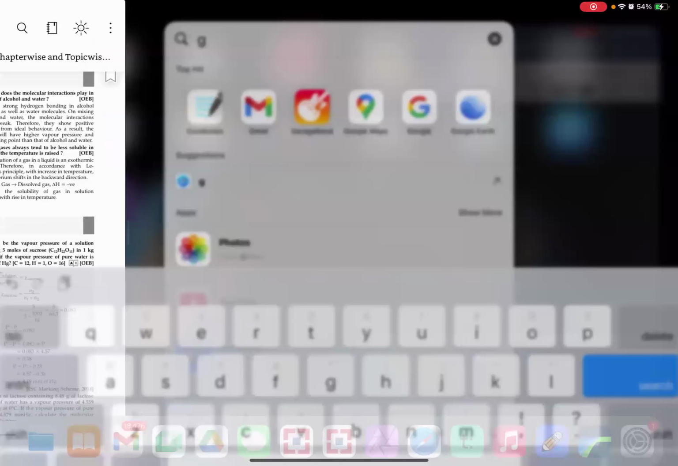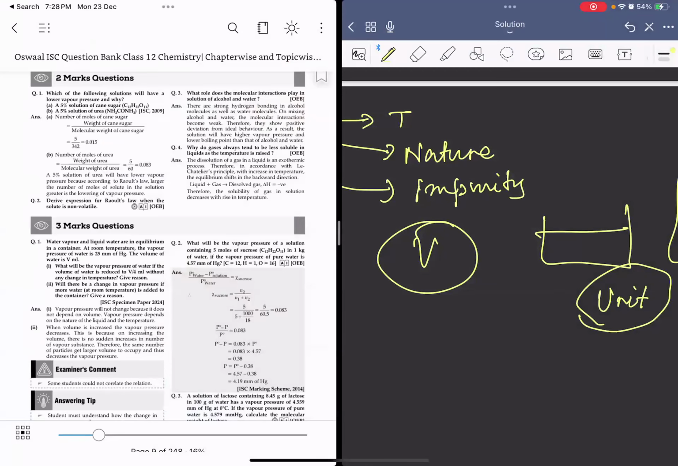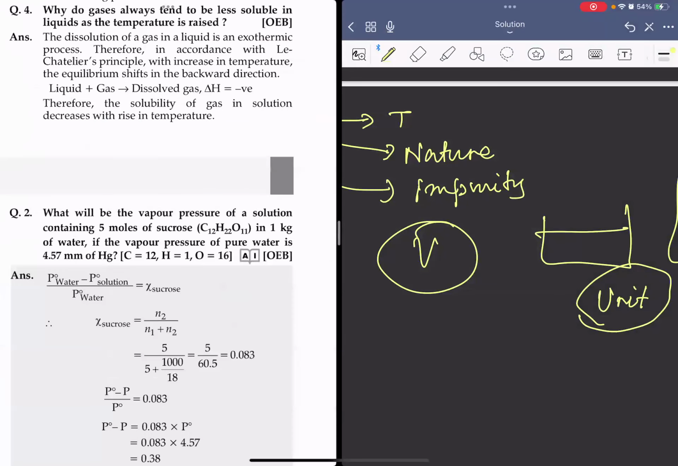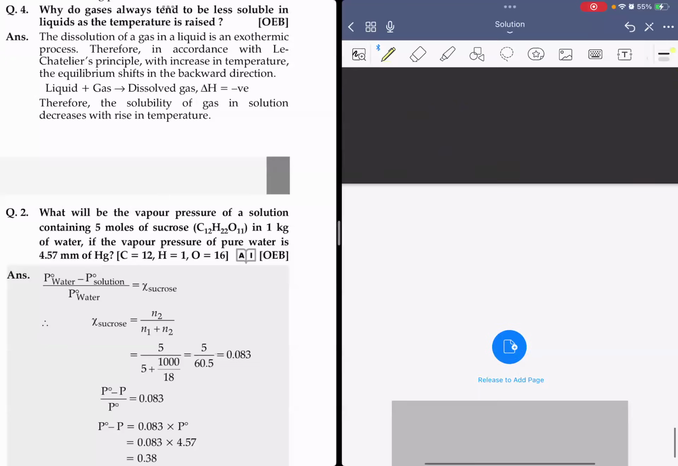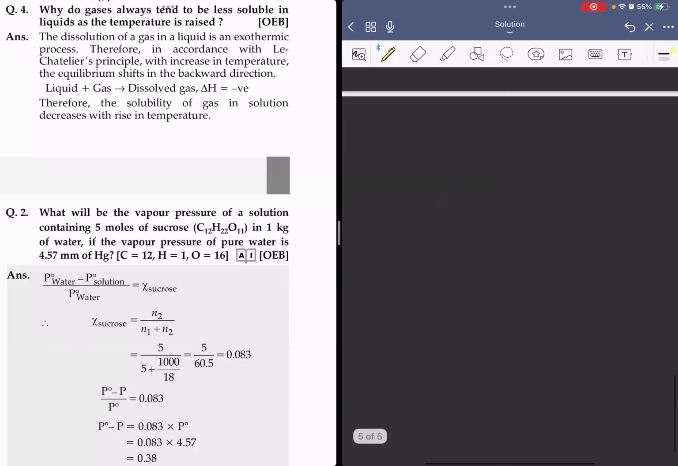So what do you have here? What will be the vapor pressure of a solution. Remember, whenever we calculate vapor pressure of a solution, we've got a law. That's Raoult's law on vapor pressure of a solution. First of all, you should know that this solution is an ideal solution. Why? Because sucrose will never form a non-ideal solution.